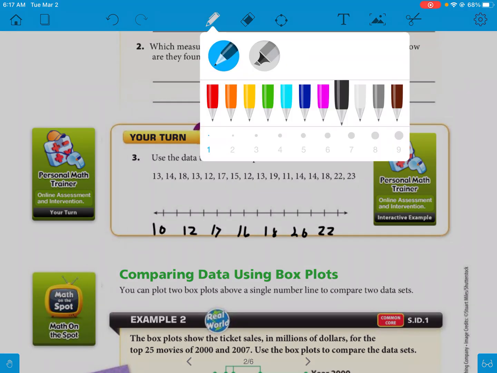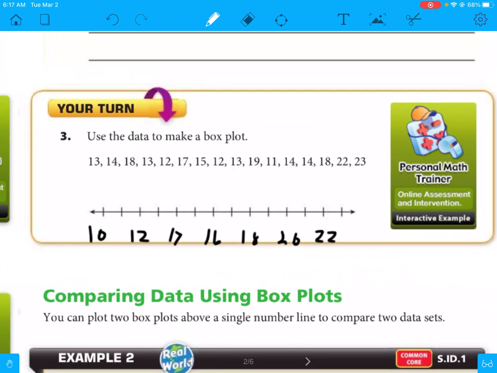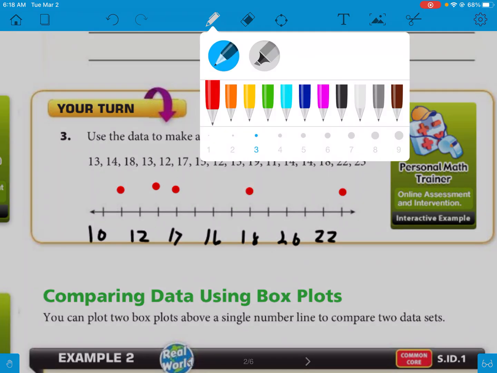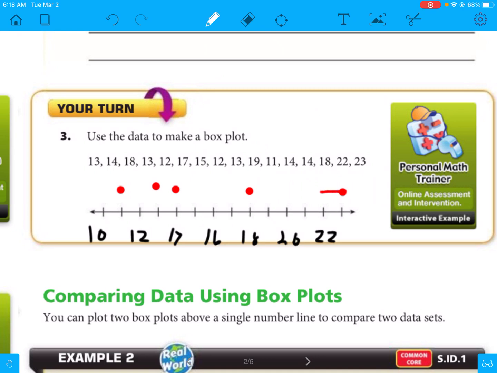Our lowest number we said was 11, so let's put a dot above the 11. Our highest number is 23, so let's put a dot above the 23. Now our first quartile was 13, our median is 14, and our quartile 3 was 18. So now all you have to do is connect these two dots, and then put a box around that, and then a line where your median is.